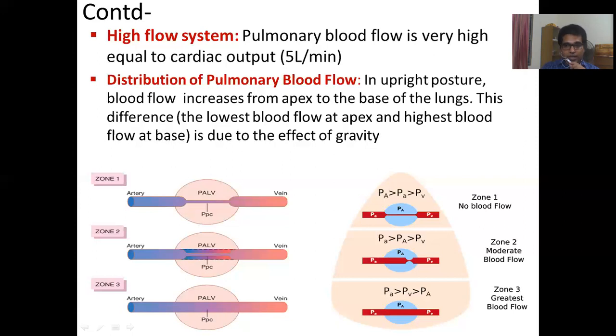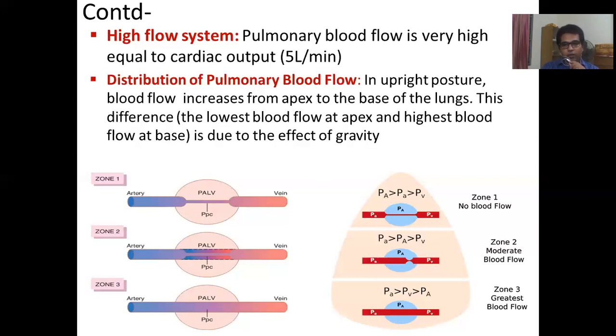So basically there are 3 zones: the apical region, it is zone 1 or zone of no blood flow; the middle portion, it is called zone of intermittent blood flow or zone 2; and the lowermost portion, it is called zone 3 or zone of continuous blood flow.